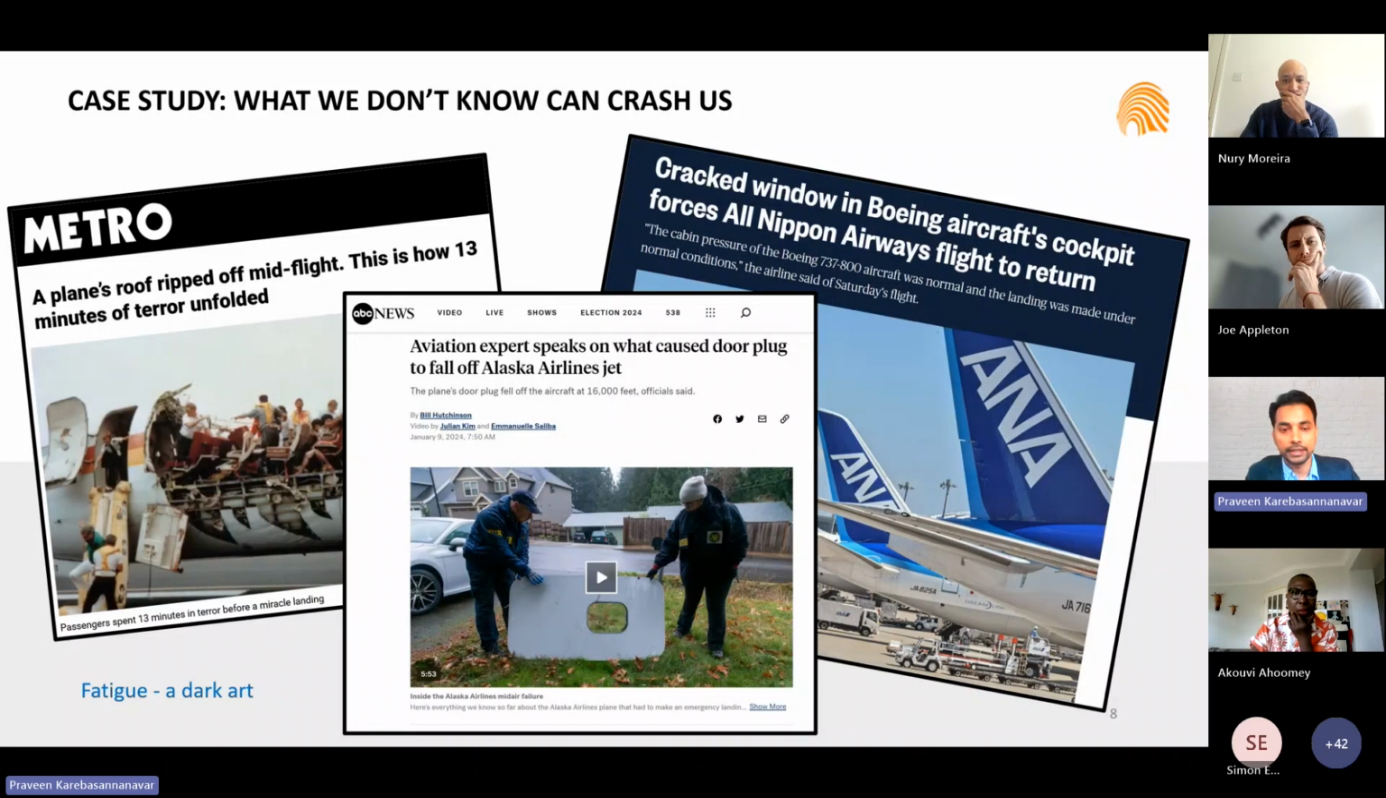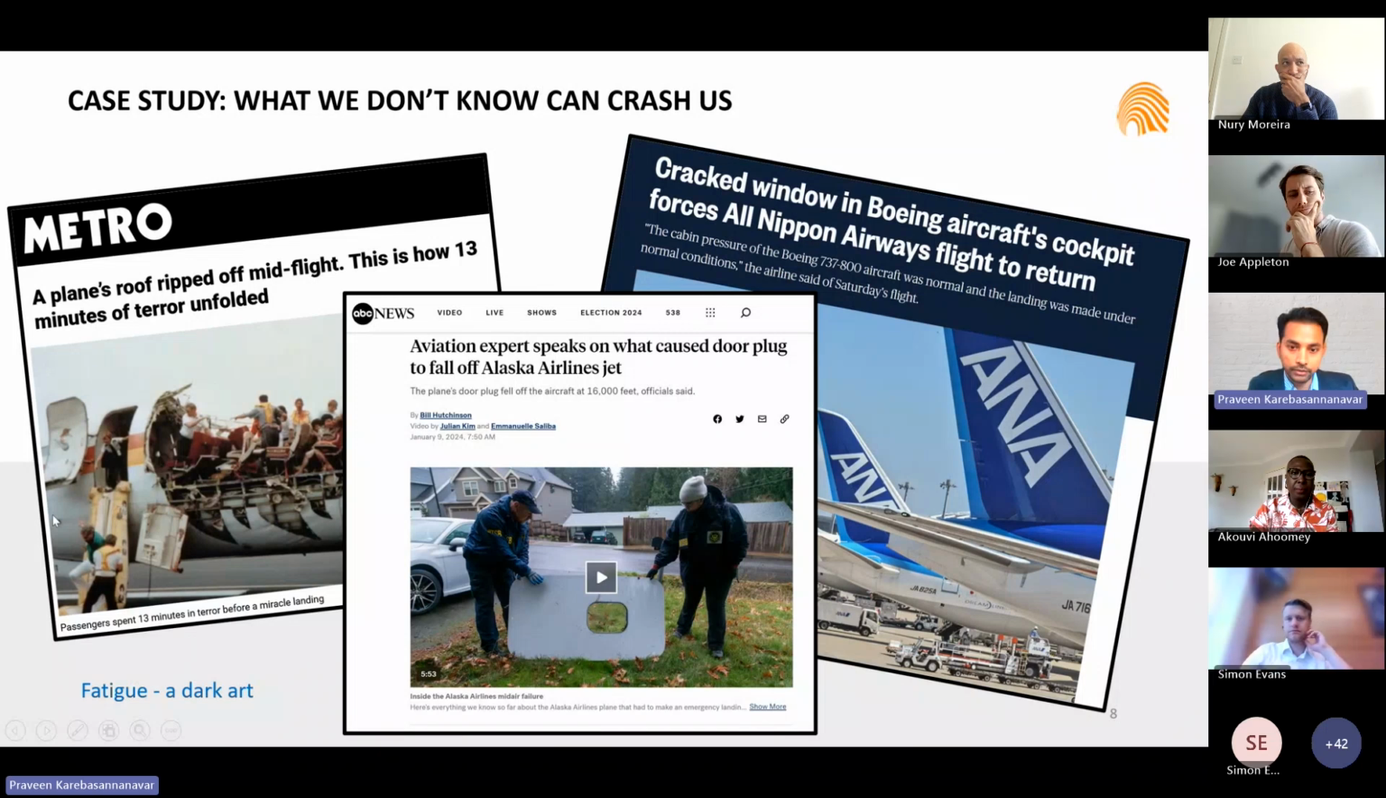I mean improper fatigue assessment, and also the door plug which fell off from the Alaska Airlines in 2024 last year. So the main problem of these is not properly considering the manufacturing defect and also the vibration issues in the structures. And also you can see on the left hand side the flight where the wing was completely ripped off while it was flying in the sky, and that was a terrible moment for every passenger and also crew as well.